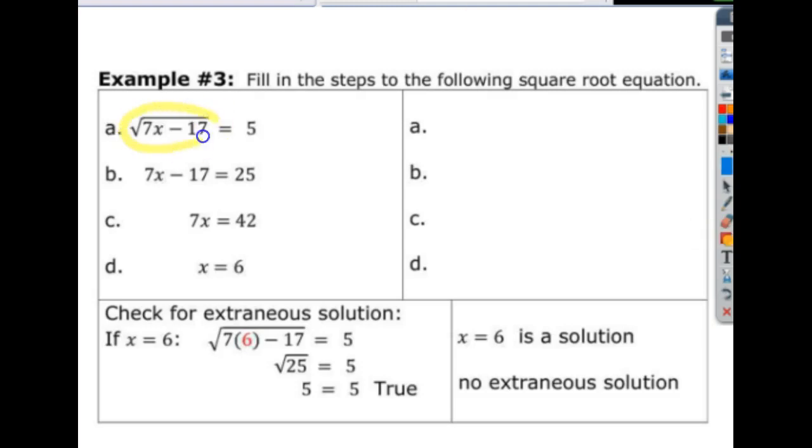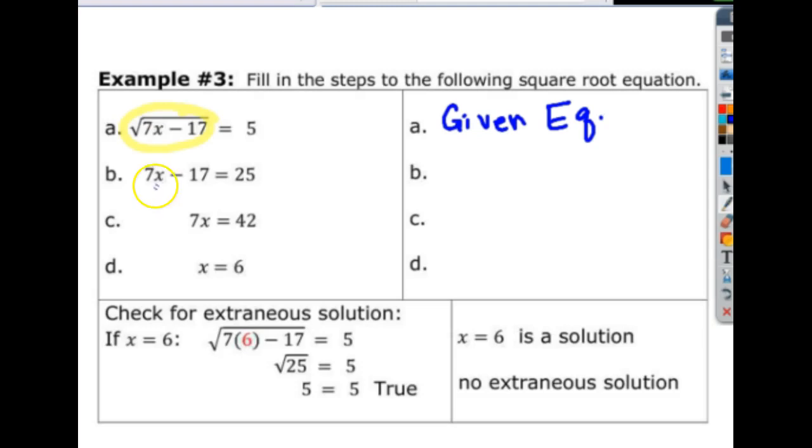Is this on one side of the equal sign all by itself? Yes, that's what isolate means. And so here, what we're going to put is given equation. The equation that we start with is the problem somebody gave us.